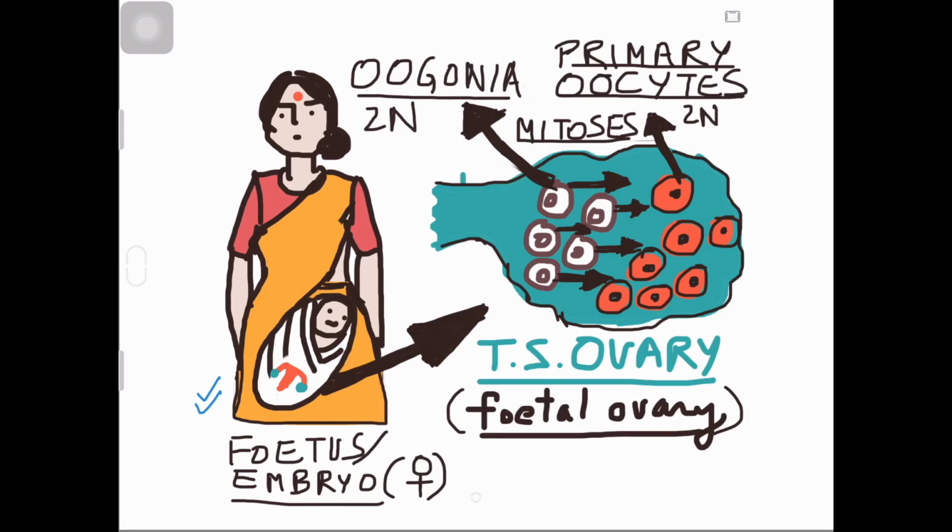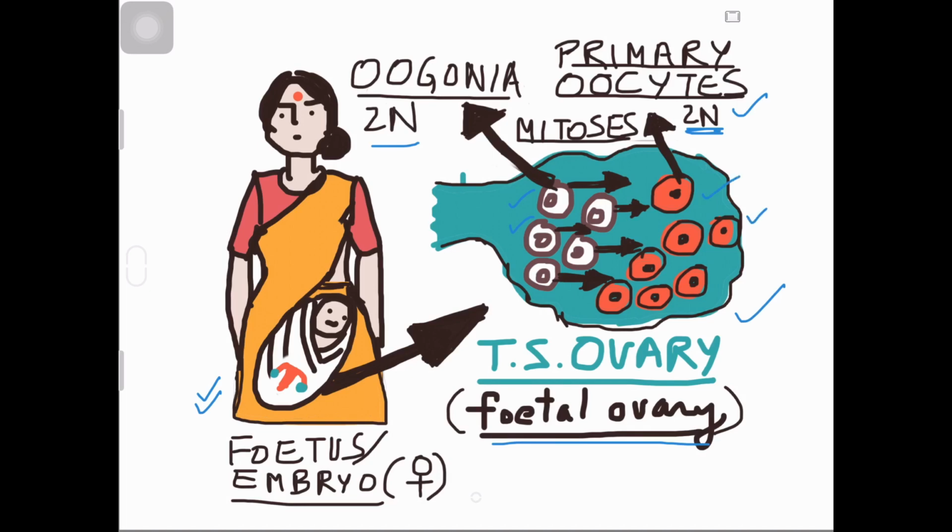Even when unborn? Yes, it does. Oogonia multiply and form many further oogonia, of course, by multiplication division called mitosis. They are 2n in nature, that is diploid, and they form millions of oogonia. Another name for oogonia is egg mother cells or germ cells. These are the ones which I have shown you here, and they finally give rise to primary oocytes, again 2n in number, that is diploid in nature.